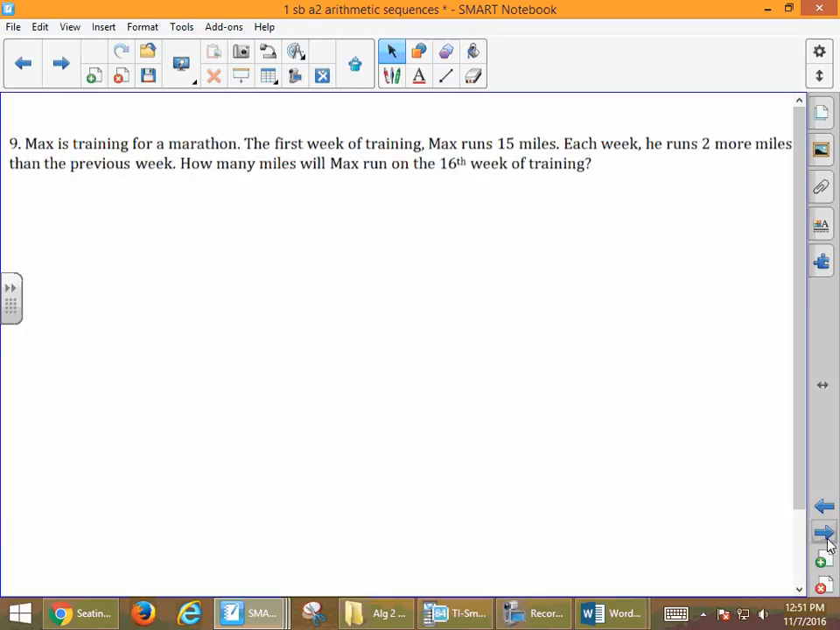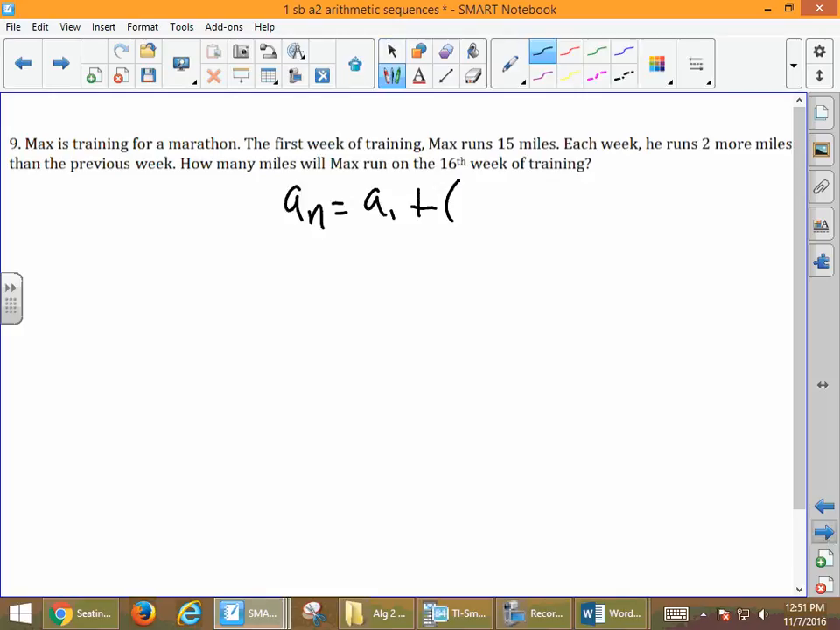Max is training for a marathon. The first week of training, Max runs 16 miles, and each week he runs 2 more miles than the previous week. And how many miles will Max run on the 16th week of training? Again, same formula. a sub n equals a sub 1 plus n minus 1 times d.